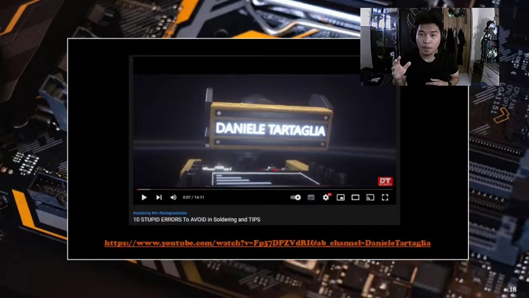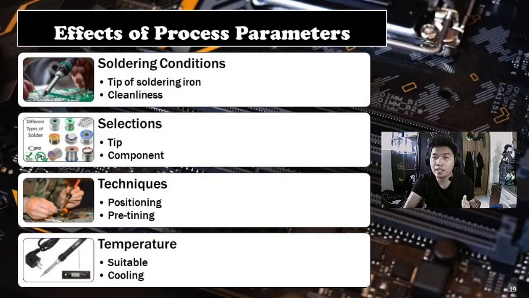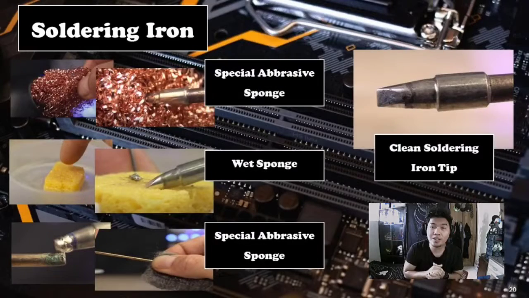Now, for this video, we have taken it for reference as it shows how it can affect the parameters involved in soldering. Now, as for the important parameters for our soldering, it includes the soldering conditions, the selection of the material, the technique, and also the temperature. Moving on to the soldering iron.